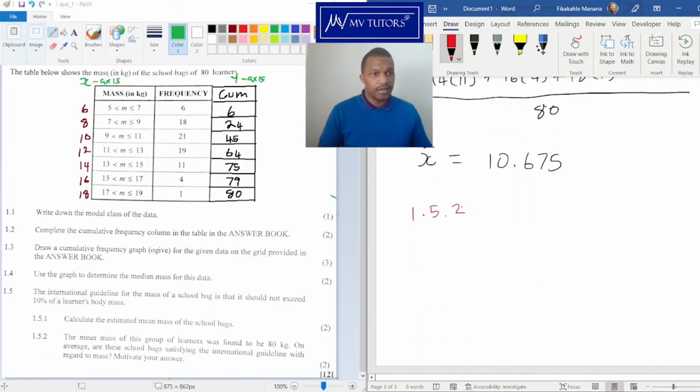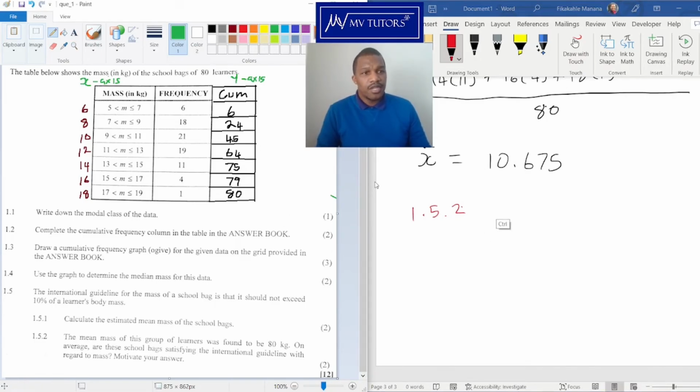I just want to go down, give myself more space. The mean of the group is 80. And remember they said on this side it must be 10%. It mustn't exceed 10%. So let's get 10% of 80. 10% of 80 is 8 kg.